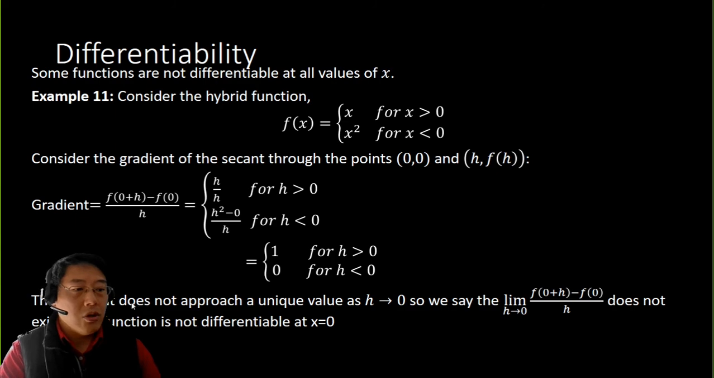So the gradient does not approach a unique value as h converges towards 0, and the limit of that gradient is related to the first principle. Because it's not unique, the limit does not exist, because you can't choose between 1 or 0. It needs to be the same amount. So the final statement is the function is not differentiable at x equals 0.